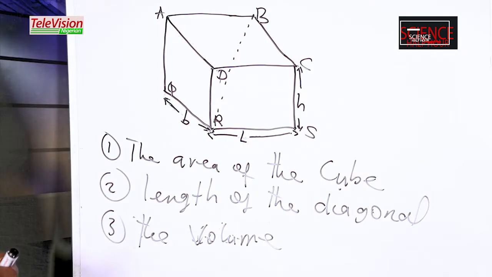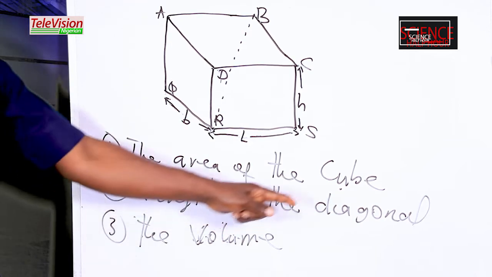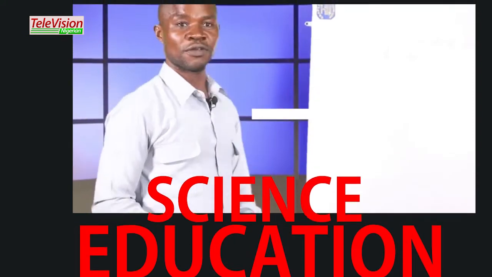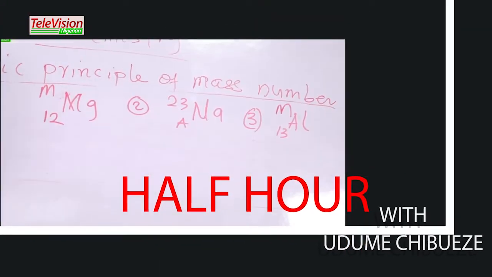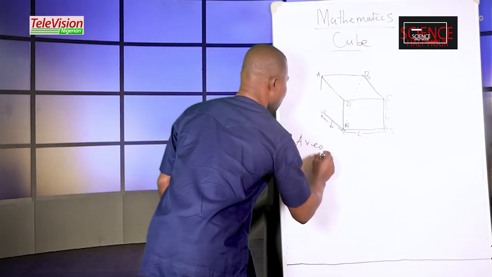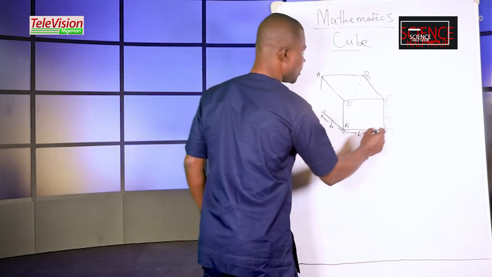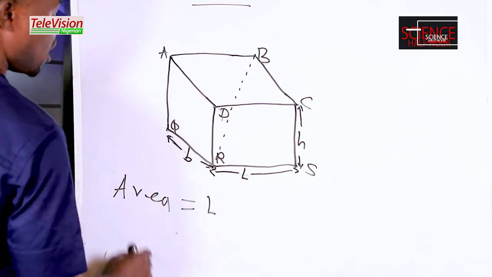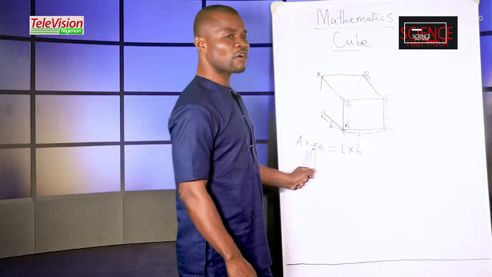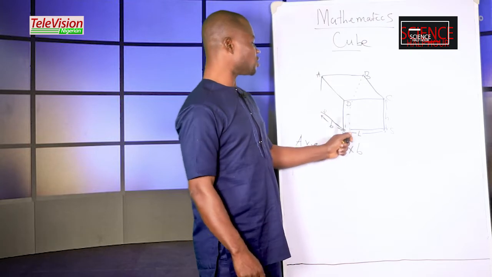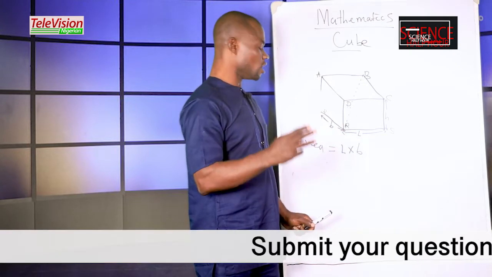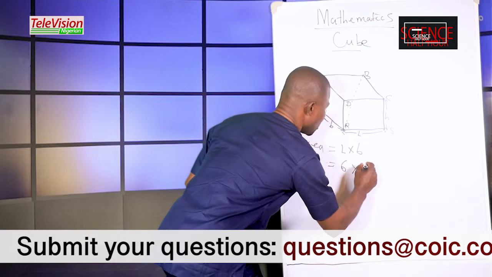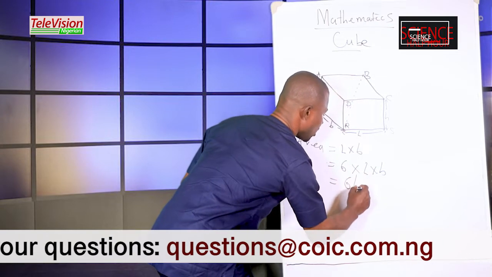We are going to derive the formula for the area of the cube, the formula for the length of the diagonal, and the formula for the volume of the cube. Area is equal to, from here to here is the length, which is L, and from here to here is the breadth, which is times B. The area of a square is equal to length times breadth, and this shape, which is a cube, has six equal sides. To get the area of the cube, it is equal to 6 times length times breadth, which is equal to 6LB.